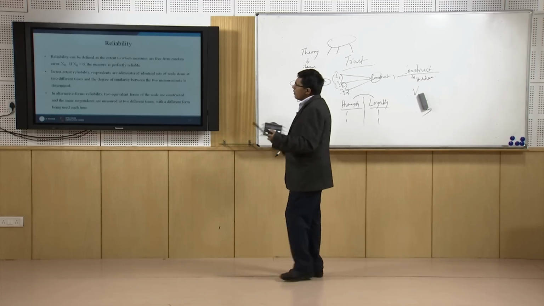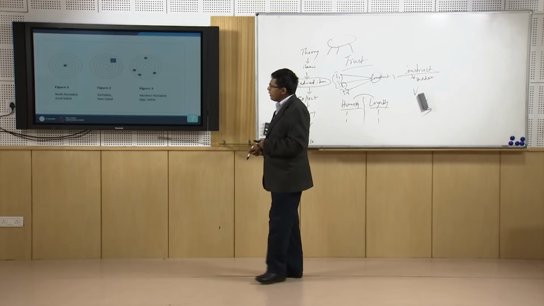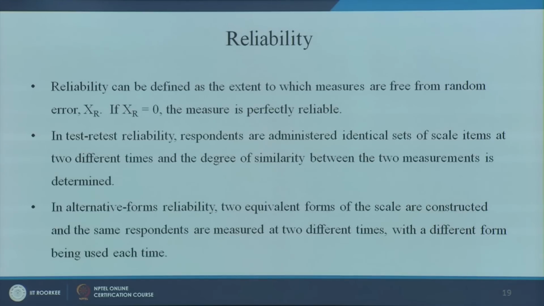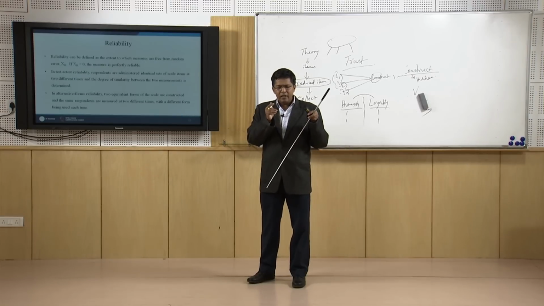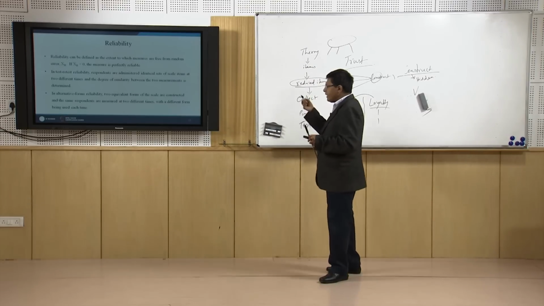Reliability is now something very interesting. I will show you a diagram. First, what is reliability? Reliability is where, for example with this pen, we first found that it is valid. Now, is it reliable?